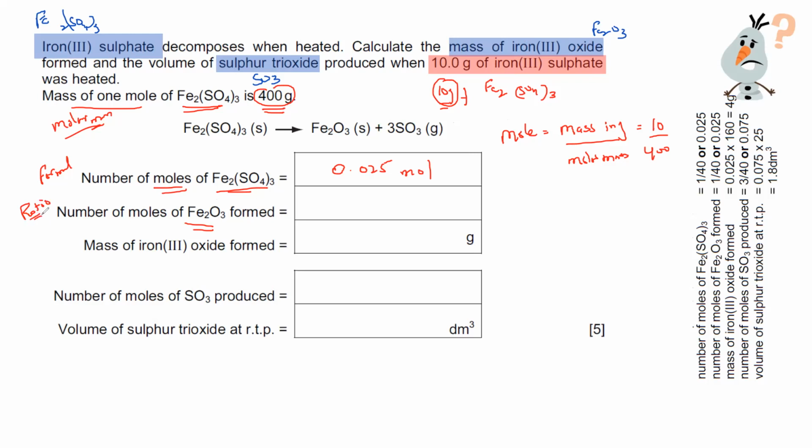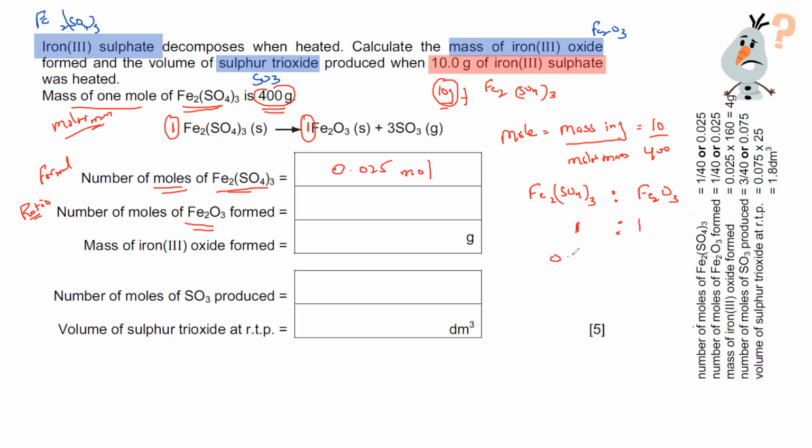Now what ratio will we take? Because we already have iron sulfate, Fe2(SO4)3, we'll take the iron sulfate ratio with iron oxide. So what is the ratio between them? If you have 1 mole of iron sulfate, according to the equation you will get 1 mole of iron oxide. So the ratio between them is 1:1.